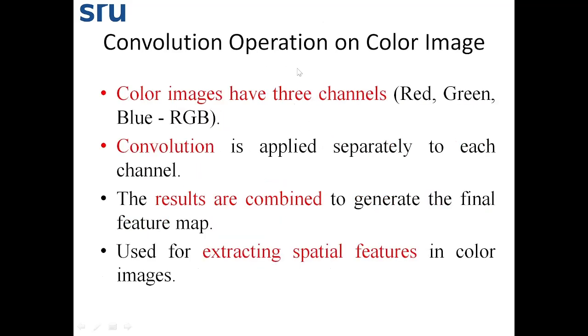Convolution operation on color image. Color images have three channels: red, green, blue. This is represented by RGB. Convolution is applied separately to each channel. The results are combined to generate the final feature map. It is used for extracting spatial features in color images.